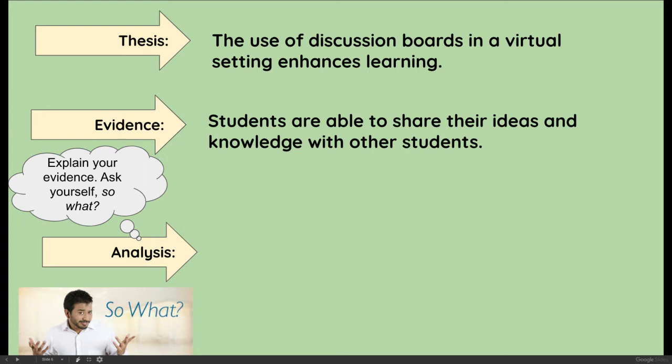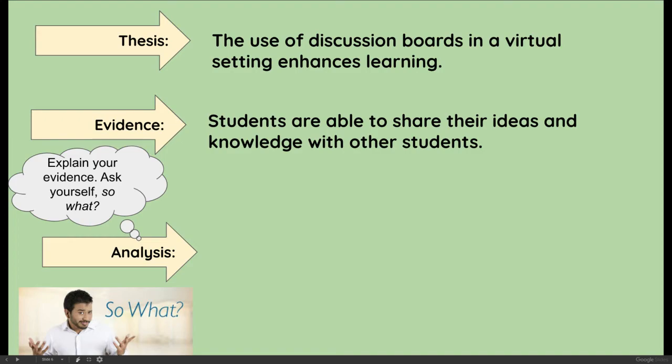You have to take the next step. You have to connect the dots for the reader. Why is it that this enhances learning? Why is it that sharing knowledge and the social piece enhances learning? You have to connect the dots for the reader and unpack it. How, why, so what, who cares, explain.